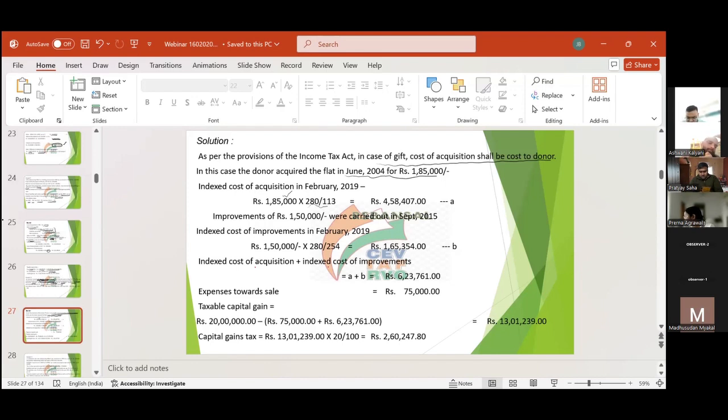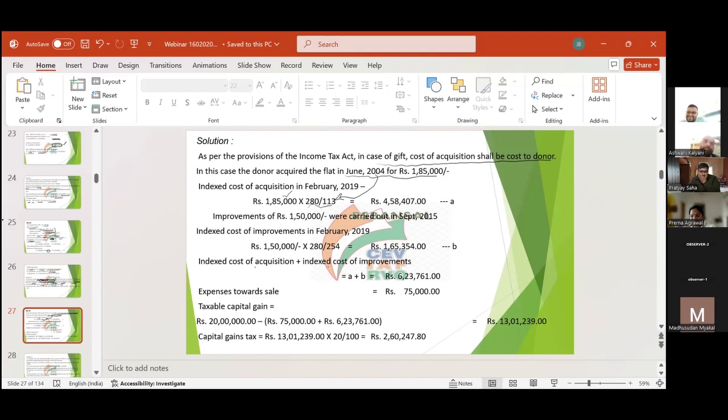You multiply it with 280 upon 113, which is the cost inflation index for 2004. You calculate the indexed cost of acquisition, which comes out to be 4,58,407.